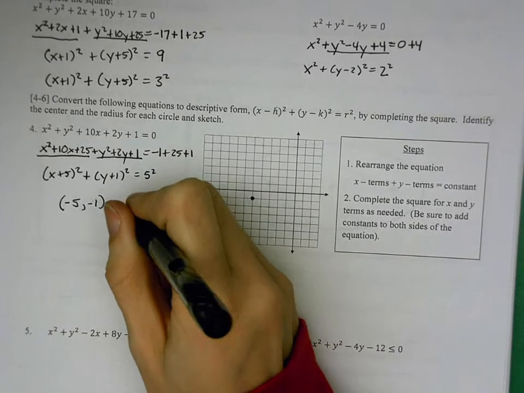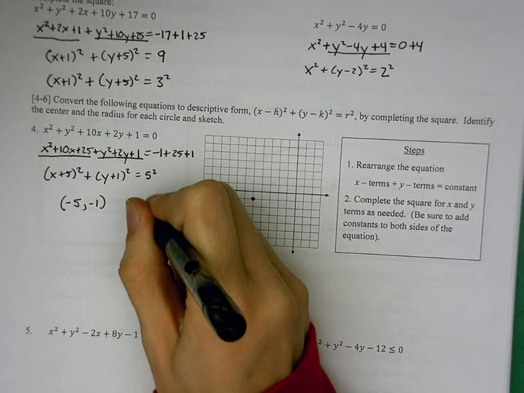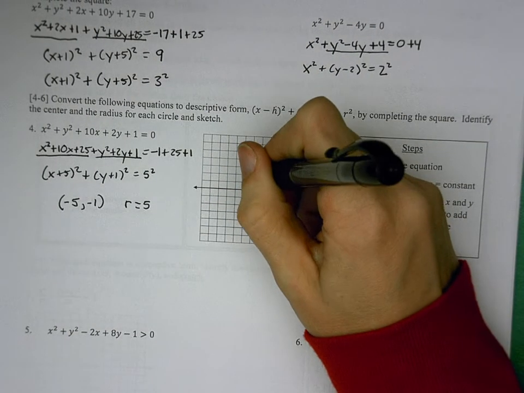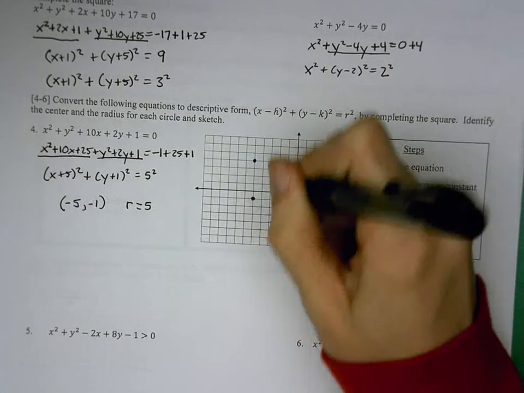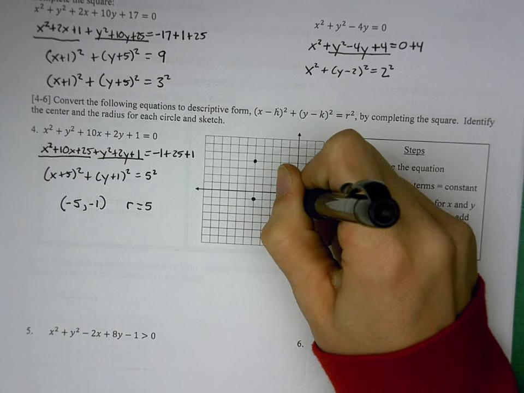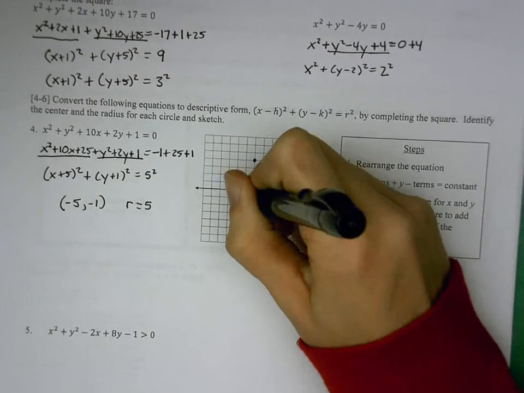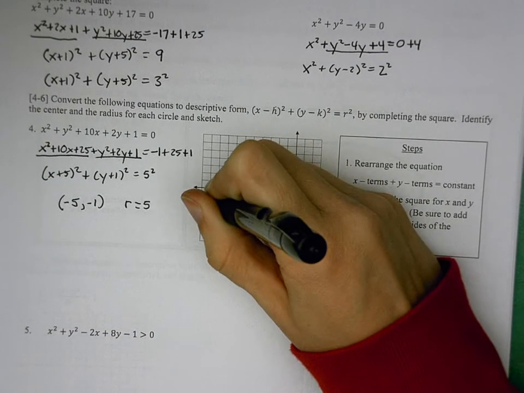And my radius in this case is 5, so I'm going to count 5 in all 4 directions. 1, 2, 3, 4, 5. And you've got your circle.